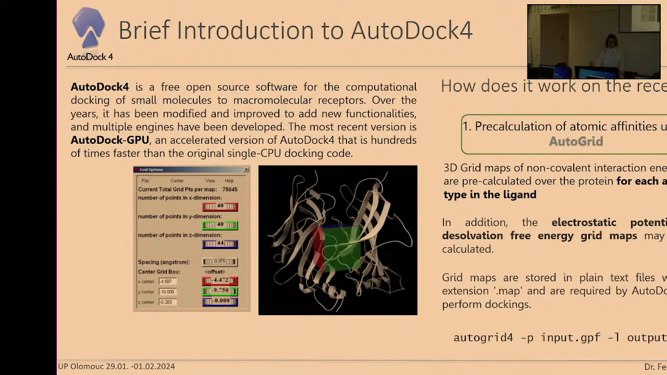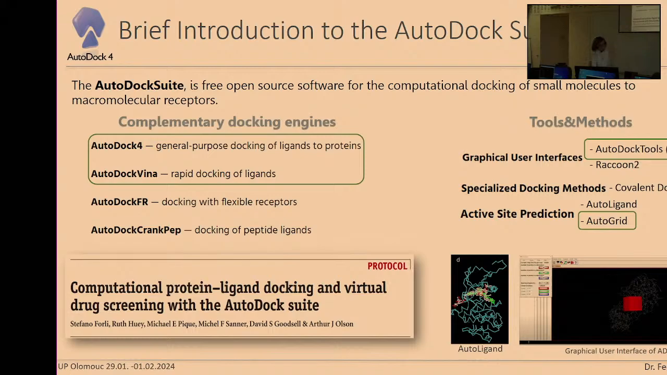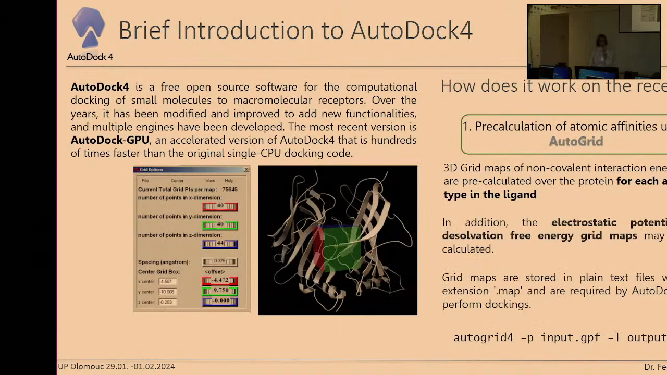So let's see briefly some basic principles of AutoDock. AutoDock is probably one of the most used docking software. Its main advantage is that it's free to use, and with respect to the first version of AutoDock, now we have quite a new version in which some other functionalities have been implemented. The last version is AutoDock GPU, which was introduced very recently, and in which we can run the AutoDock engine even on the GPU instead of the CPU. So it is quite a bit faster.